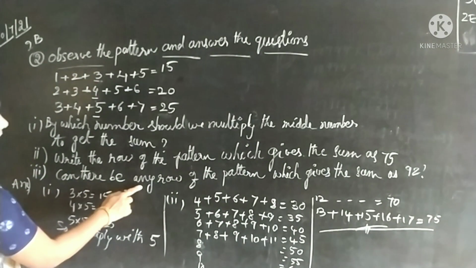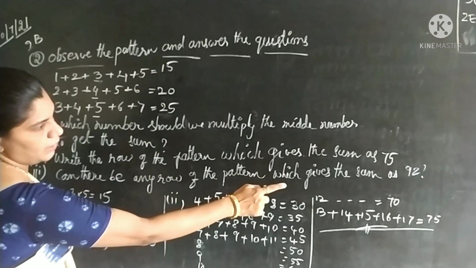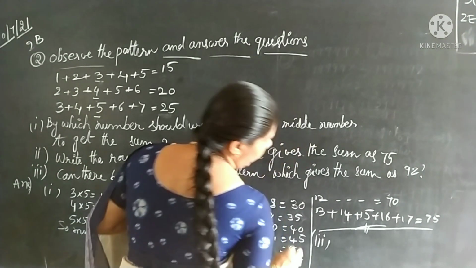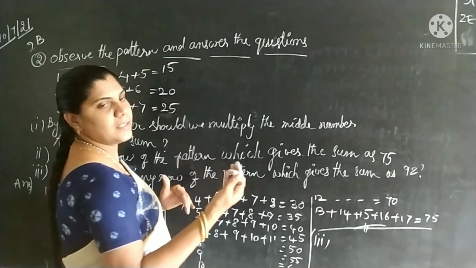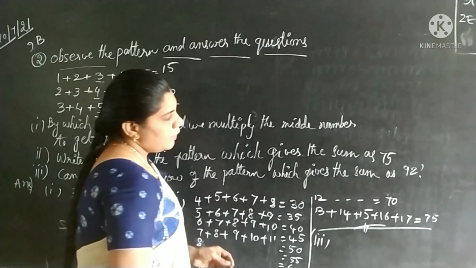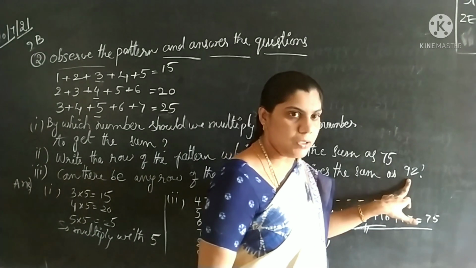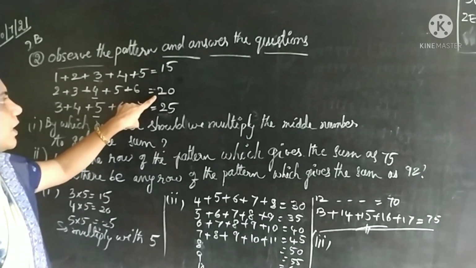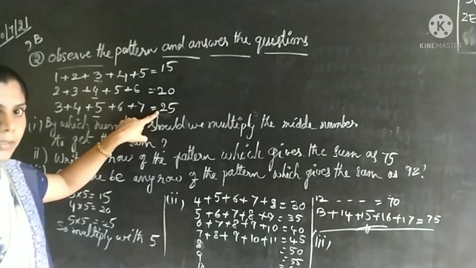Can there be any row of the pattern which gives the sum as 92? Can there be any row of the pattern in which you get the sum as 92? What is the row? That we have to find out here. So observe this number once, 92. Observe the sum here. These are the multiples of 5 only, right?